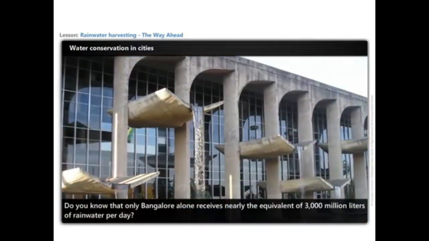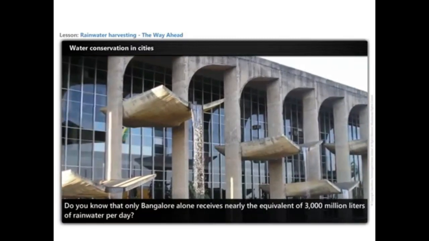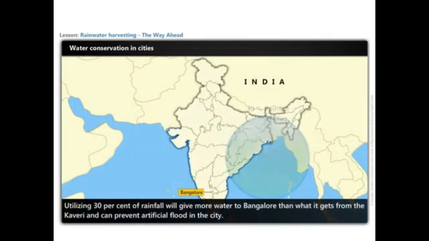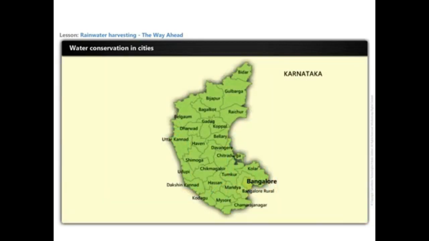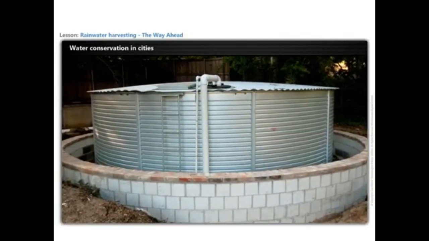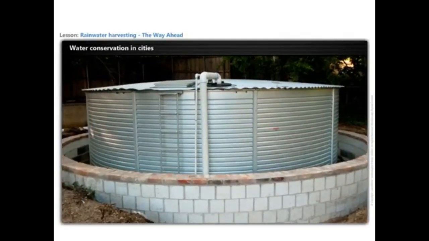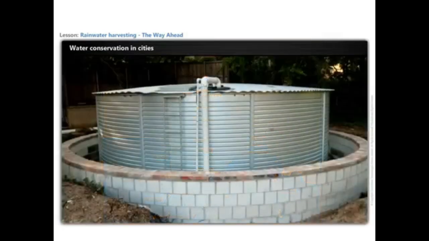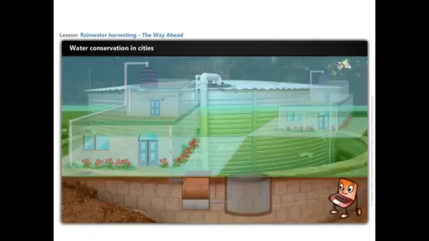Do you know that Bangalore alone receives nearly the equivalent of 3,000 million liters of rainwater per day? Utilizing 30% of rainfall will give more water to Bangalore than what it gets from the Kaveri and can prevent artificial flood in the city. In Bangalore city, with around 60 rainy days, a 500-liter rain tank fixed to a 50 square meter roof catchment can collect nearly 23,000 liters of rain in a year. Thus, many of our cities have a good capacity for rainwater harvesting.